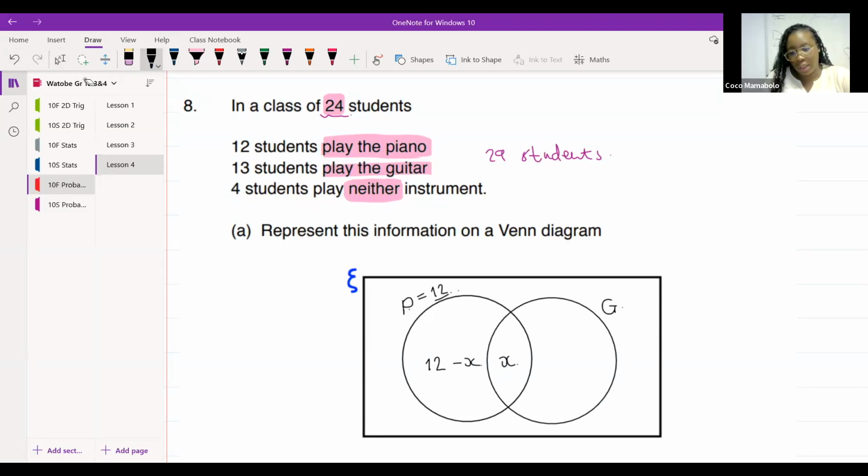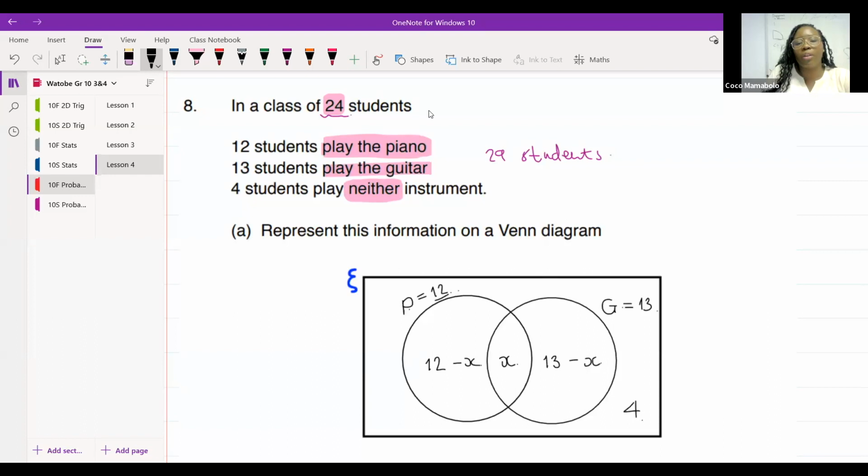Now let's think about the guitar players. Guitar altogether is 13. What do we know about this part over here? Well, we don't know what X is. So how do we figure out what this is? We're going to take the same approach. It's going to be 13 minus X. Correct. And let's not forget the 4 who don't play anything. Where do they go? They go on the outside, in the rectangle over there.